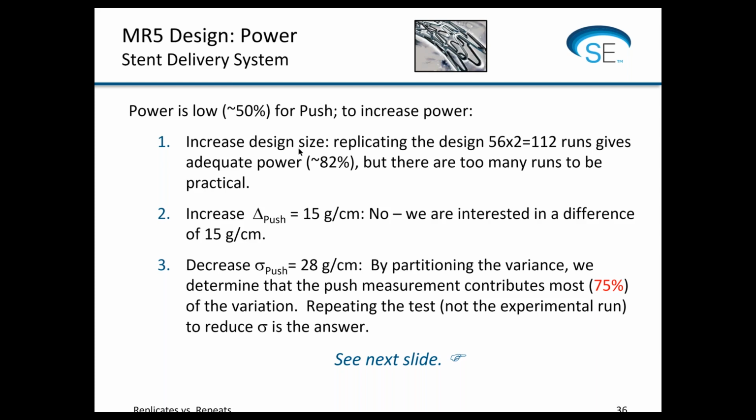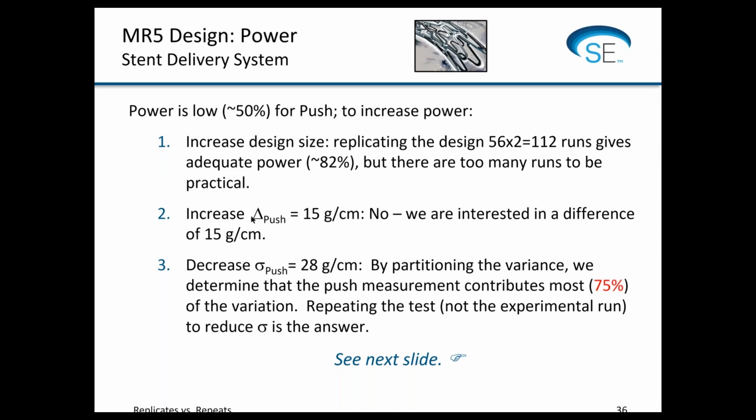So increasing the design size, how do we increase power? Okay, it's too low for push. So if we replicate the design, that gets us up to 112 runs, just replicating that design. Or we could use the 128 run fractional factorial. That would have been about the same number of runs, so the power would have been maybe a couple of percent higher, but it would have been essentially equivalent. That gets us up to 82%. But remember those runs were not only costly, but the big thing here was they take so long to run. It would push the development time out way too long.